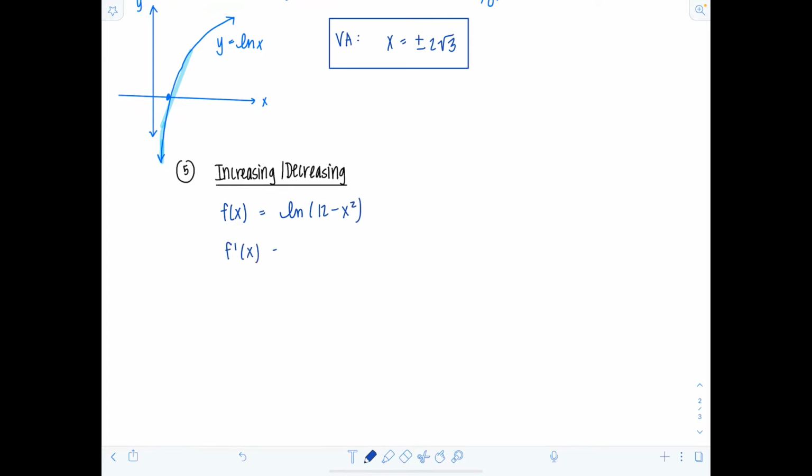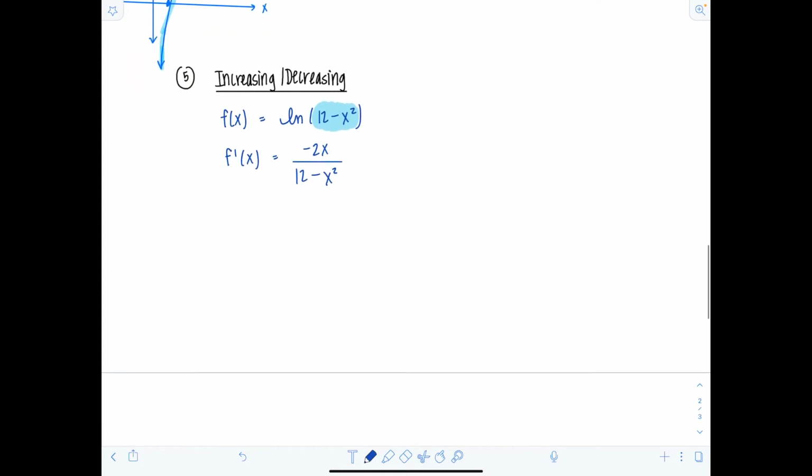So f prime of x, remember, if you take the derivative of ln of something, you put 1 over the something, and then by the chain rule, I have to multiply by the derivative of the something, the argument. This is the something. What's the derivative of 12 minus x squared? It's negative 2x. Boom. What a relaxing derivative that was, eh? So critical values come from two places. What are they?